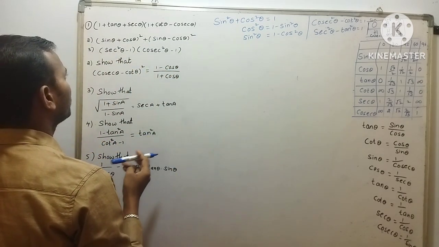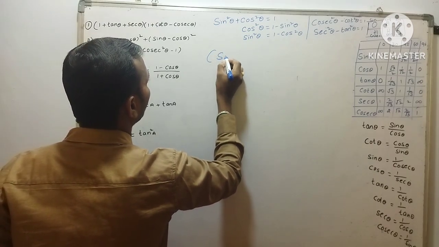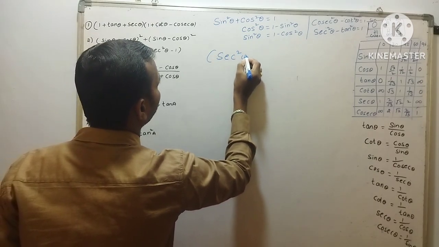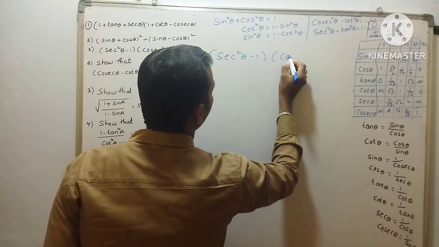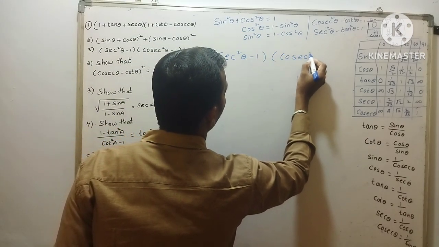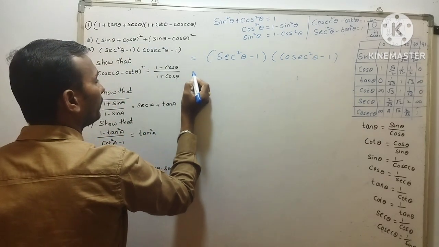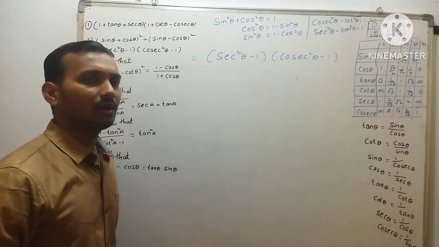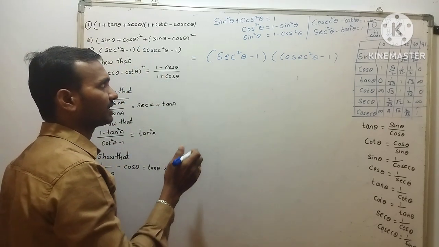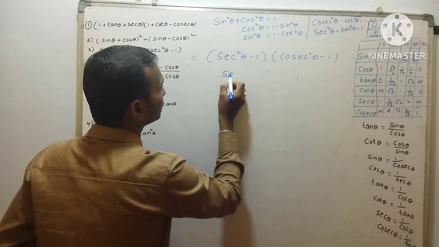Okay. Question number 3 is nothing but secant square theta minus 1 into cosecant square theta minus 1. So we have two identities. One is related to secant square theta, one is related to cosec square theta. So we have identity like this.